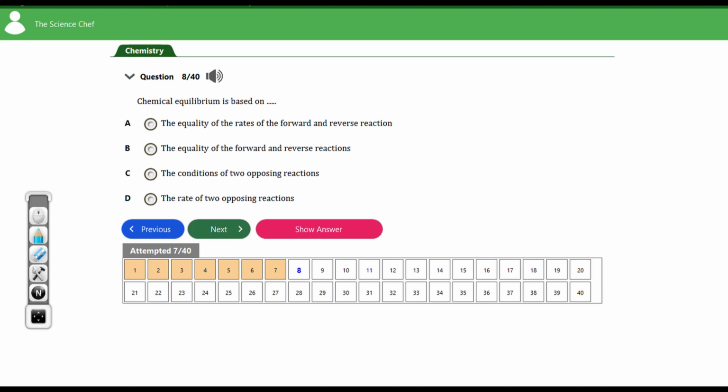Alright, next. Question 8. Chemical equilibrium is based on: A. Equality of the rates of the forward and reverse reaction. B. The quality of the forward and reverse reaction. C. The conditions of two opposing reactions. D. The rates of two opposing reactions.